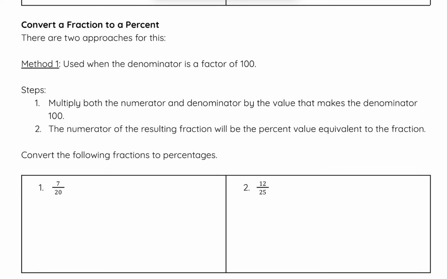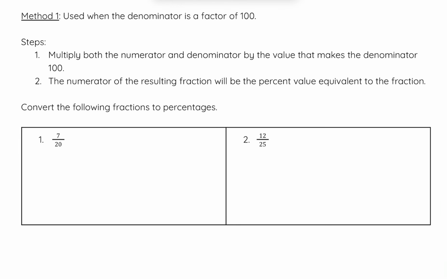The idea here is we're going to multiply both the numerator and the denominator by the value that will make the denominator 100. Once we've done this, we know that the numerator of the resulting fraction is going to be the percent value that's equivalent to the fraction. Let's look at a couple examples here.